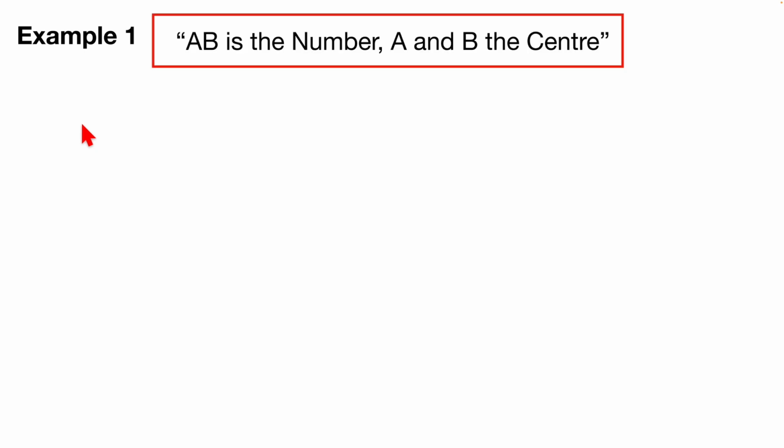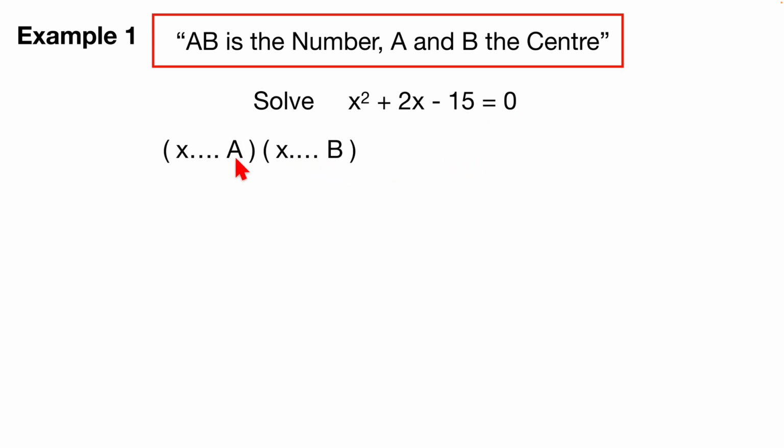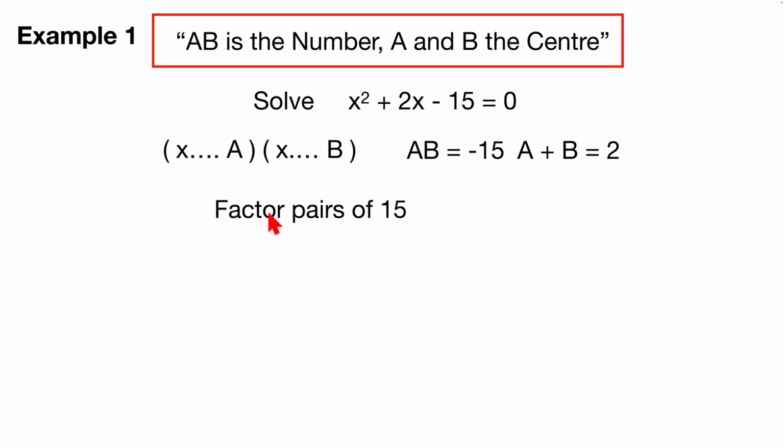Let's have a look at an example. AB is the number, A and B the centre, our key phrase for factorising. Here's the equation, x squared plus 2x minus 15 equals 0. We're looking for an A and a B that satisfies this, and therefore A times B is equal to minus 15. A plus B equals 2, the centre. We're looking then for factor pairs of 15: 15 and 1, nope, 5 and 3.